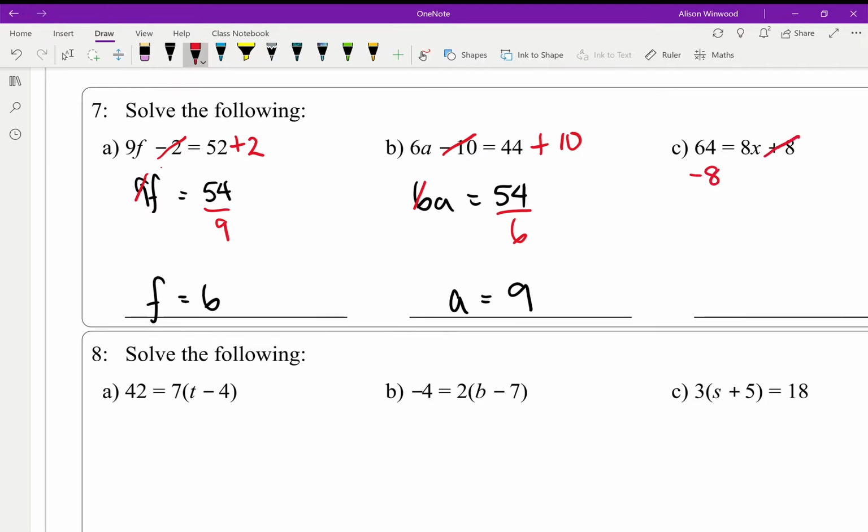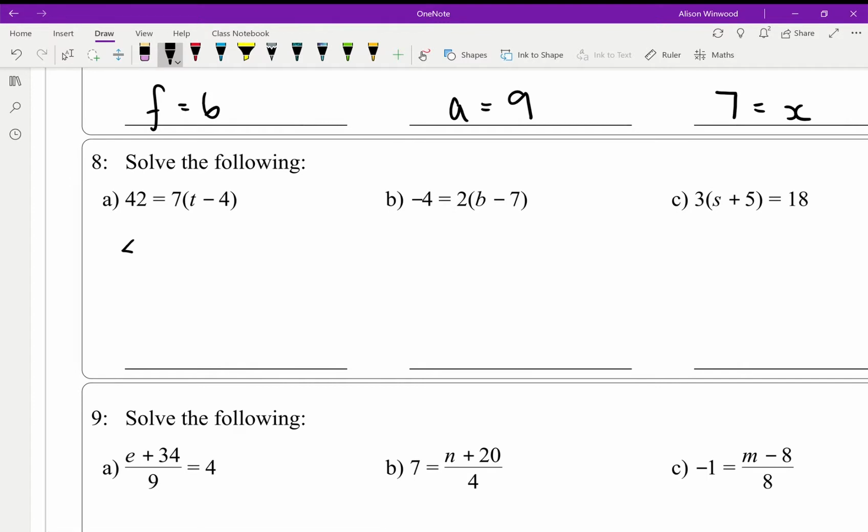Subtract 8, divide by 8, 7 equals x. Expand the bracket first and then do as before, so add 28, divide by 7, so 10 equals t.